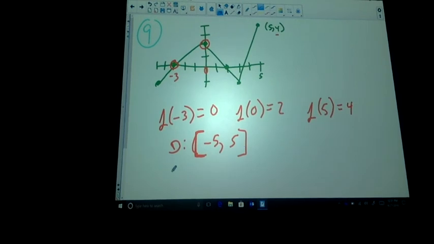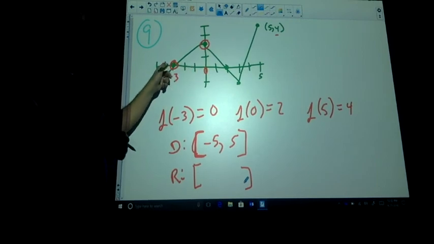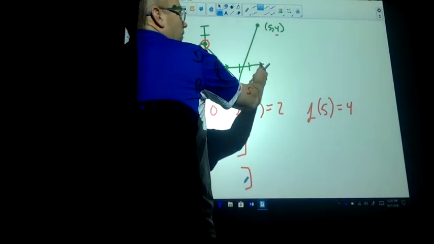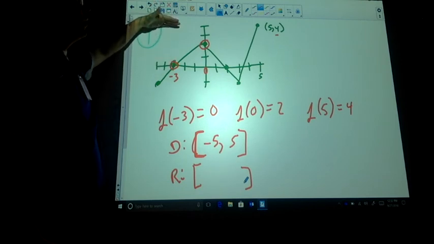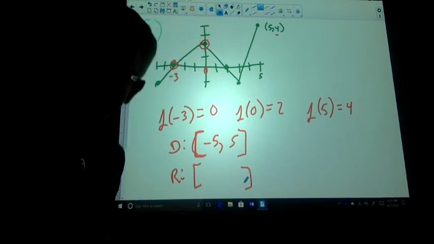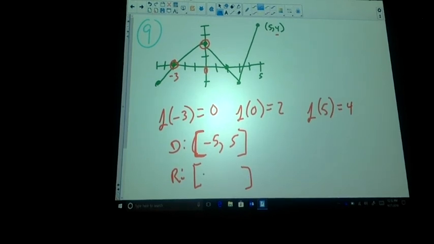The range. Okay, so we're reading from the bottom to the top. So what does my lowest y value appear to be? Remember, y goes this way. For the domain, it's -5 and 5. It starts at -1, -2, -3, -4, -5, and it ends at +5. And then the range starts here. What's this lowest point? -1, and I'm going all the way up to 4. Cool. So I'm going from -1 to +4, and there are square brackets because they're solid dots. That means I include those points.